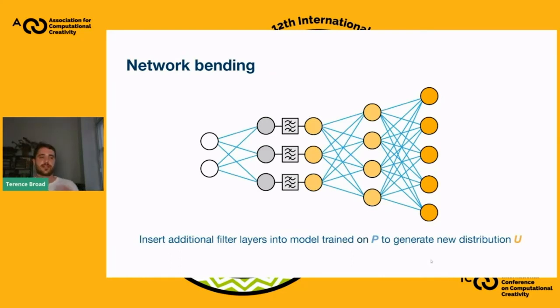The next category in our taxonomy is network bending. Here we're not making any changes to the weight parameters of the model. We're just inserting new layers that perform deterministic filters onto the internal representations of the model. And by doing this, we produce new distributions because we're doing it inside the network.